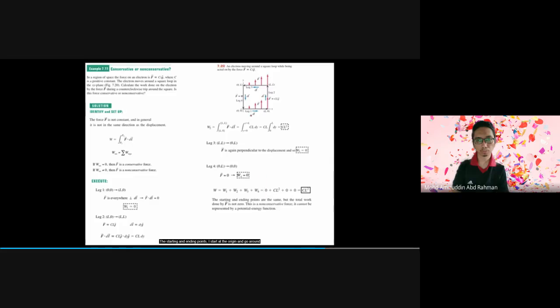The starting and ending points, I start at the origin and go around and end up at the origin, are the same, yet I pick up a finite amount of work, and so this is definitely a non-conservative force. This force cannot be represented by a potential energy function. As the electron goes around, it picks up energy, CL squared, and if I had gone around the opposite way, I would have had 0 work on 3 of these legs, but on this leg, the work would have been negative, minus CL squared for clockwise rotation. And this ends example 7.11.